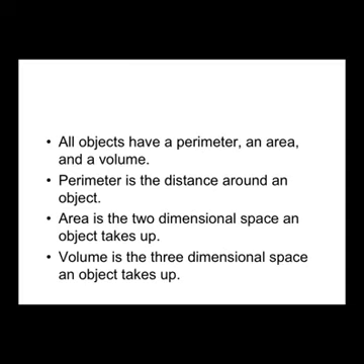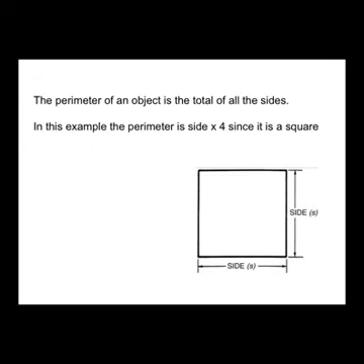In order to do anything in the trades, whether it's pulling electrical wire, working on heating systems, designing air conditioning systems, or pouring concrete, we have to understand perimeter, area, and volume. All of these have something to do with any building. All objects have a perimeter, an area, and a volume. The perimeter is the distance around an object, area is the two-dimensional space an object takes up, and volume is the three-dimensional space that an object takes up.